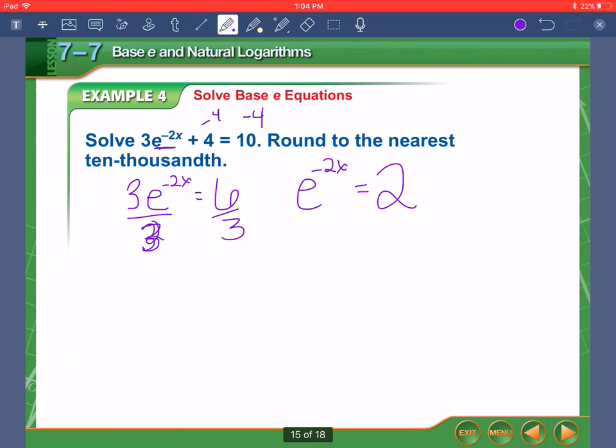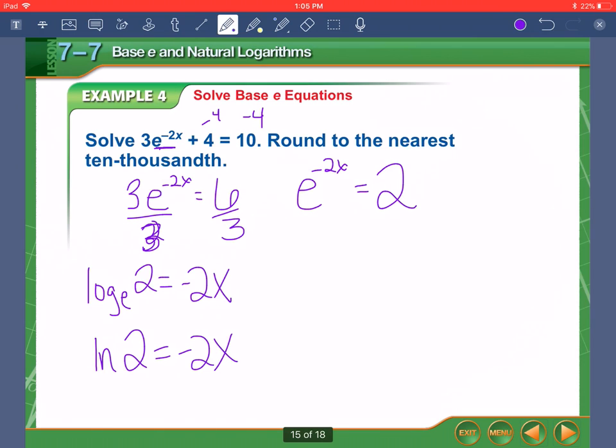Now, had it just been e to the negative 2 power, I could have put that in the calculator. However, it's negative 2x, so I can't do that. So what I should do now is put it in logarithmic form. So I've got log base e of 2 equals negative 2x. Anytime I see the log base e, I can rewrite it as the natural log of 2 equals negative 2x. And now I'm going to pull up my calculator.